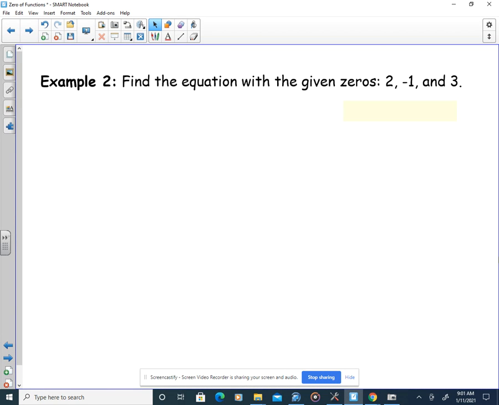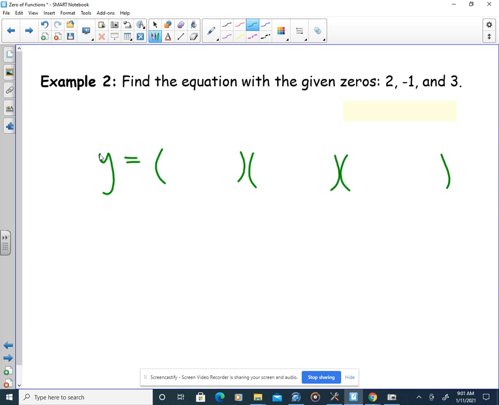All right, so let's try another one. On this one, we have an equation that has 3 zeros. If it has 3 zeros, it's going to be a cubic equation. All right? So we're going to go to our factors. Since it has 3 zeros, we'll have 3 factors. I'll put x down in each of these. I want my first zero to be 2.